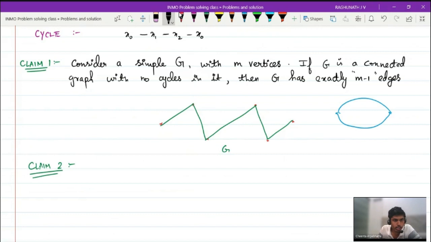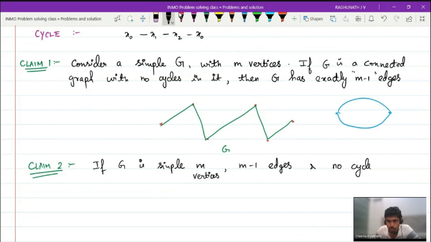It says that if G is a simple graph again, with m vertices, the same conditions, and m minus 1 edges and no cycle, then G is connected. This is sort of the other way around of the above claim. So how will I prove this claim now?